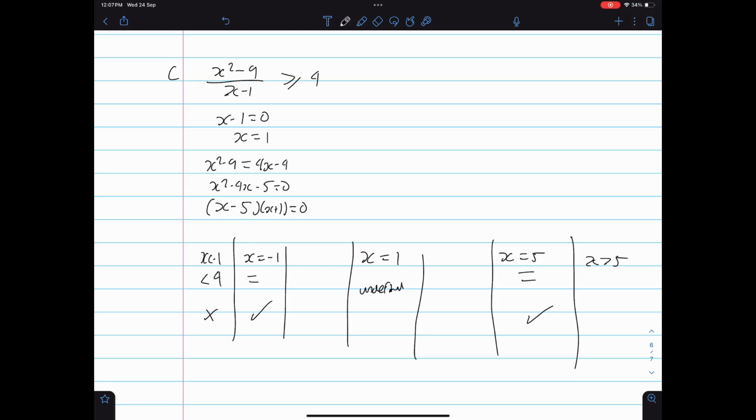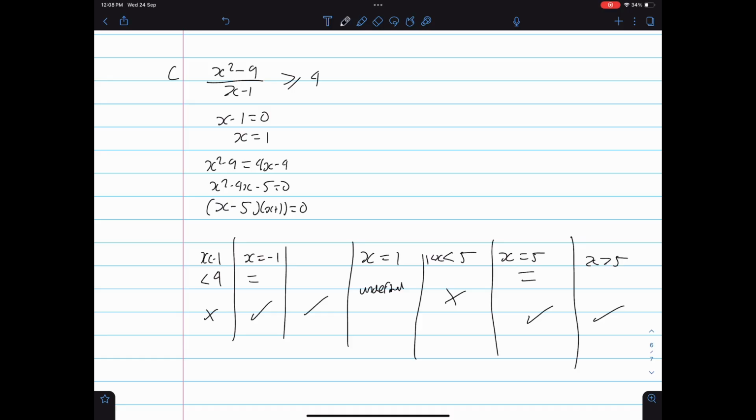So that doesn't work. And it's the same story for being less than 5. It's going to be, no. But if it's greater than 5, because of that squared, it'll make it quite big, and of course it's going to be greater than 4. And then between negative 1 and 1, let's try 0. 0 minus 9 over minus 1, that's 9. That is greater than 4. So I think that would work there as well.